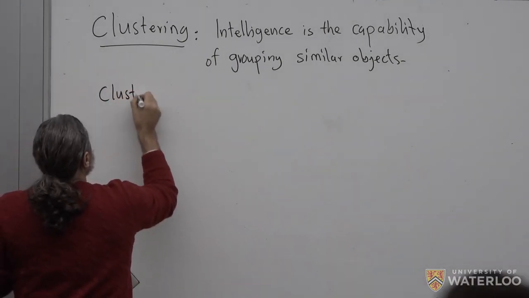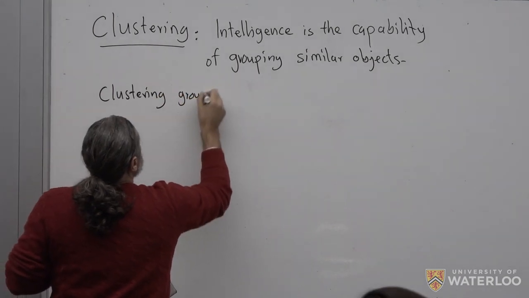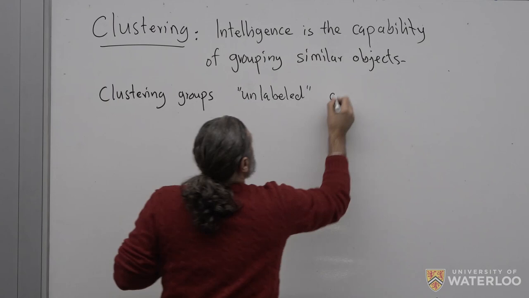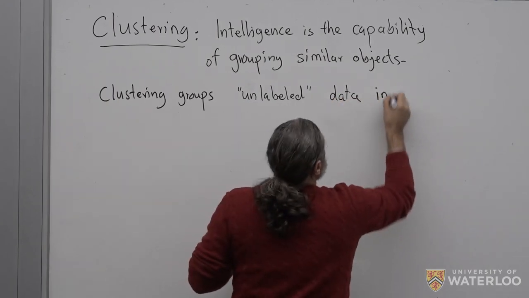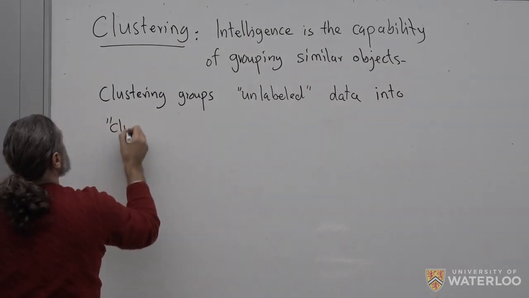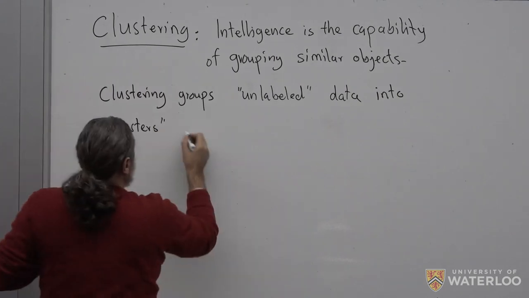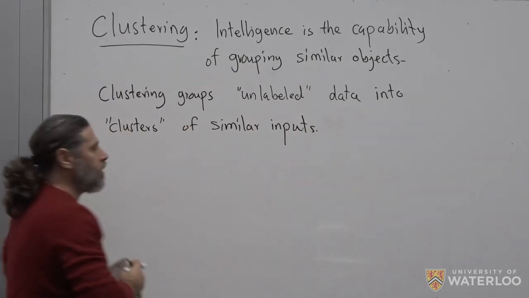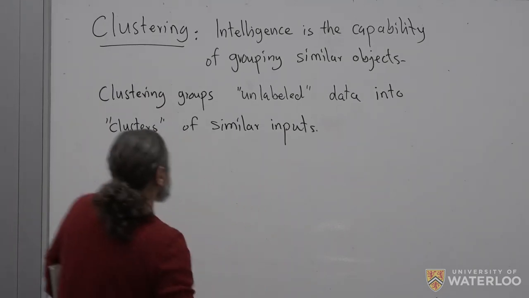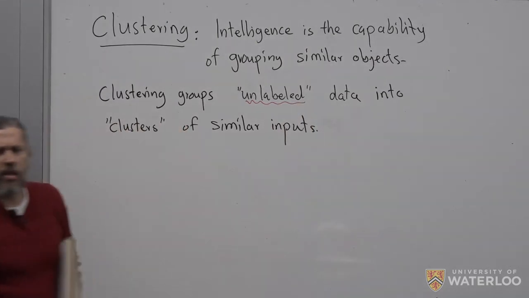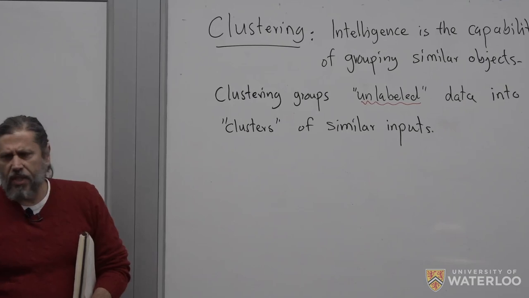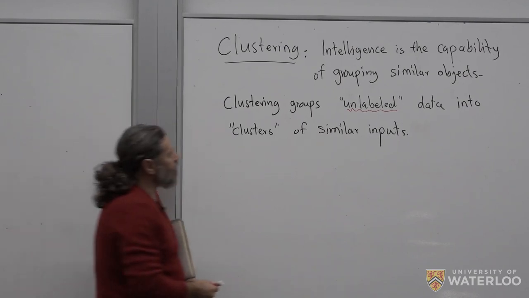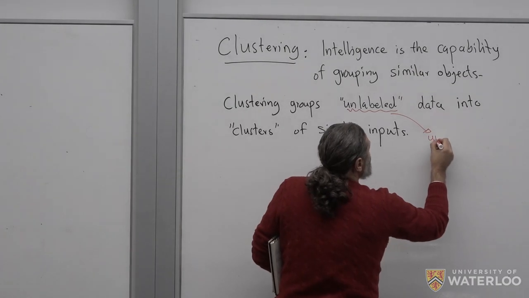So basically, clustering groups unlabeled data into clusters of similar inputs. And from the perspective of learning, the adjective unlabeled is extremely important, because that means that in terms of any clustering technique, we are dealing with unsupervised learning. So unlabeled means unsupervised.